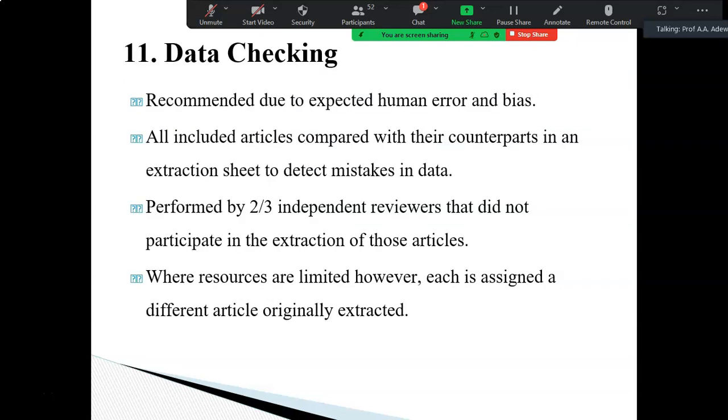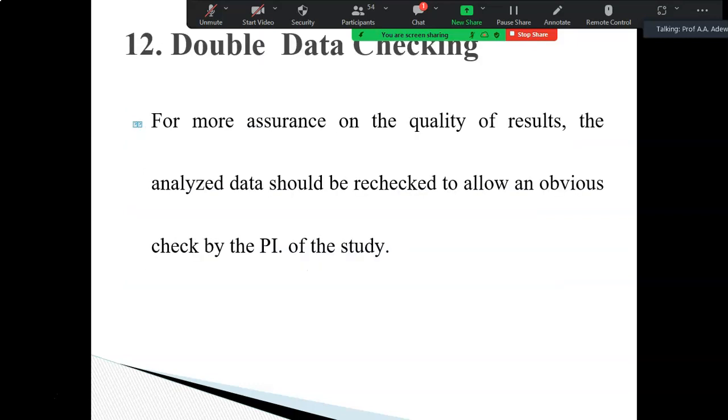Next slide. The next is data checking. This is recommended due to expected human error and bias. We are all humans and we are all prone to errors. So it is never too much to check data. All included articles are compared with their counterparts in an extraction sheet to detect mistakes in data. This will usually be performed by 2 or 3 independent reviewers that did not participate in the extraction of those articles. Where resources are limited, however, each is assigned a different article originally extracted.